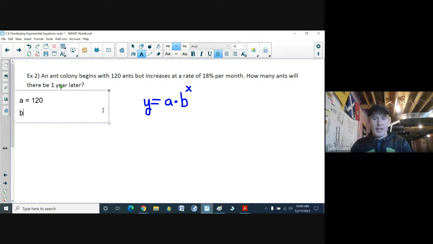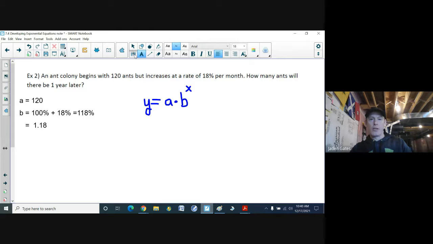Now, b: we're going to have 100% of those ants, and then a month later, we're going to have an extra 18% of those. And that's going to happen every month, and our rate is per month. So each month, it's going to change by 118%. But again, I cannot use percent in calculations. So I convert that to a decimal by dividing by 100%, and I'm going to end up with 1.18.